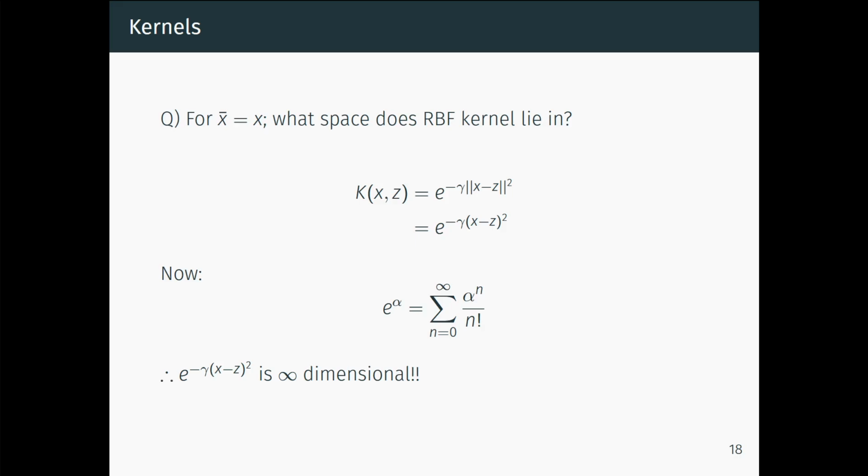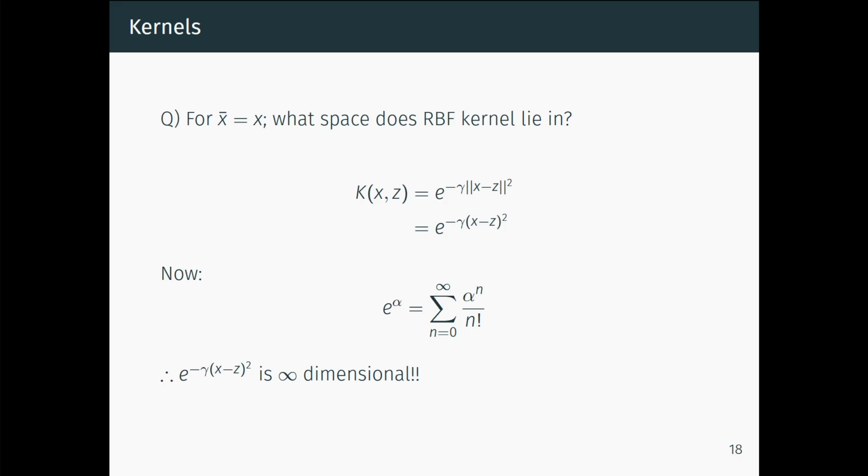A similar question: what space does the RBF kernel lie in? There are various interpretations or ways to answer this question. I'll take a more mathematically inclined answer in this particular example, and later on we can hopefully discuss this in a more intuitive sense also. We know that e to the alpha can be written as a summation over n from 0 to infinity of alpha to the power n over n factorial. If you were to expand this kernel function k of x and z, it's going to lie in infinite dimensional space.